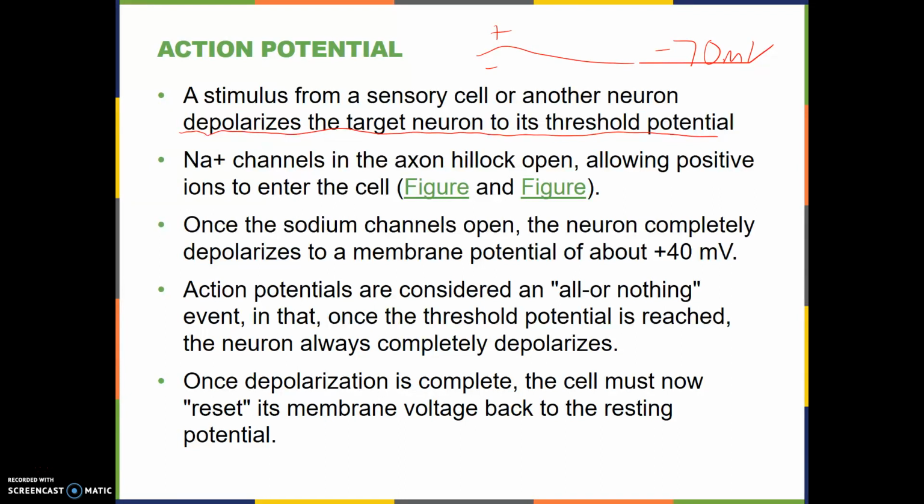And when it's depolarized to its threshold potential, which is somewhere around negative 55, depending on which textbook you read, then lots of sodium channels open. Sodium rushes into the cell, and the neuron depolarizes to about positive 40. So it goes from negative voltage to positive 40 millivolts. And at that point, that's as high as it would go.